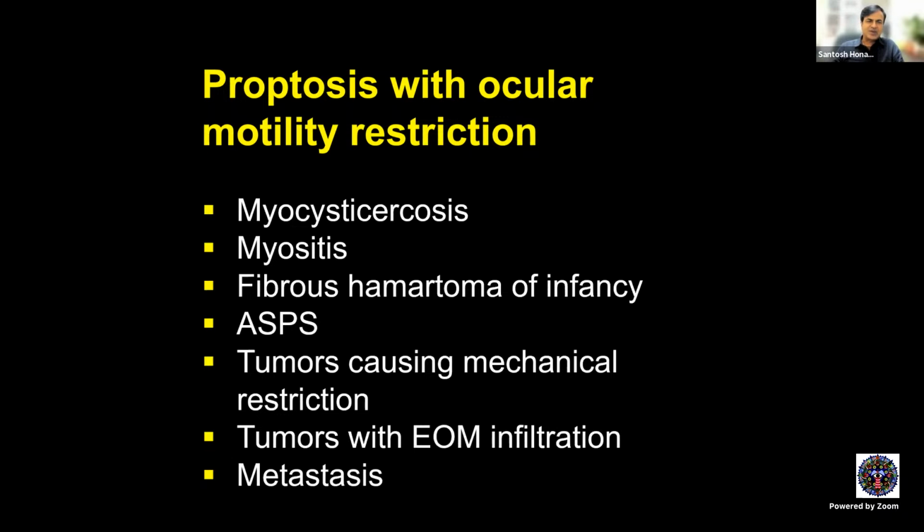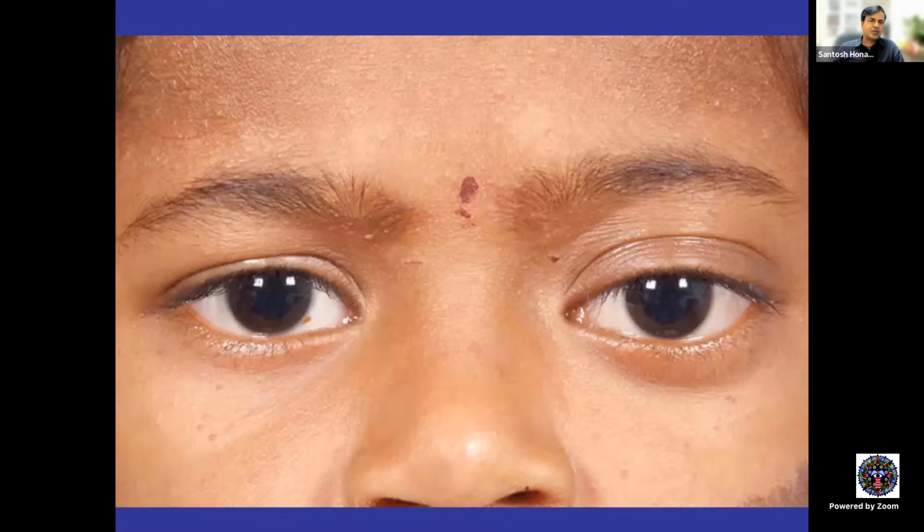What is this? Expand it. Alveolar soft part sarcoma, which arises from an extraocular muscle. Tumors causing mechanical restriction just because of their location. Tumors with extraocular muscle infiltration, such as lymphoproliferative disorders, and tumors metastasizing to extraocular muscles.